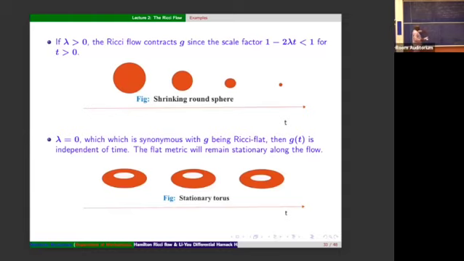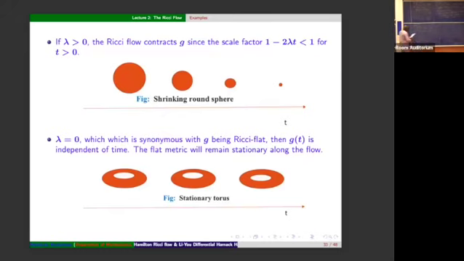This is a shrinking round sphere. So that's what we just put here. For t positive, you have this kind of thing. So the diameter goes to 0, the curvature goes to infinity, and the manifold has now collapsed. So it is not only on the sphere. Any manifold with positive curvature behaves that way. If you have a manifold with positive curvature, the Ricci flow tries to make it round, to become like a round sphere, and it degenerates to a point.